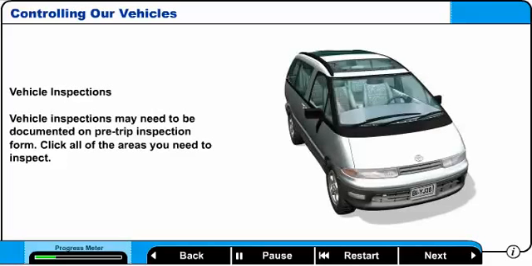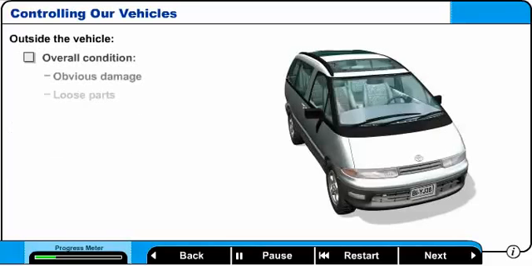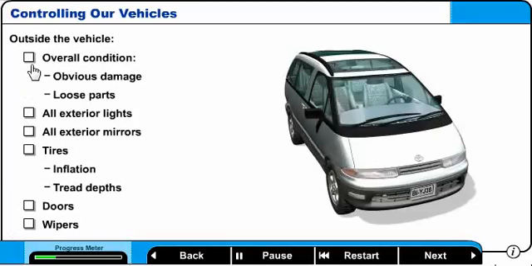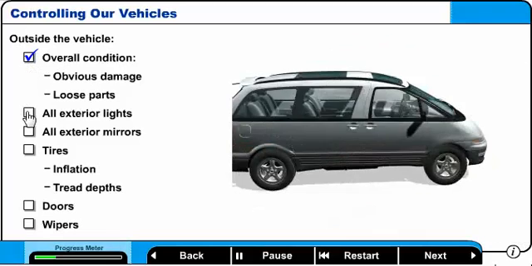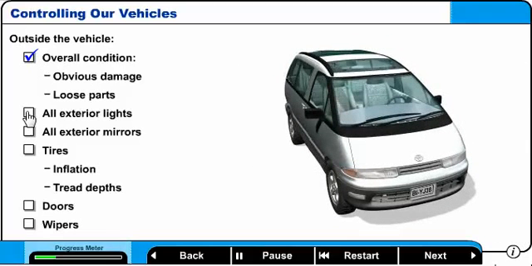Let's conduct a virtual inspection of a vehicle right now. We'll start with the outside. Click all of the areas you need to inspect. Look at the overall condition. Is there any obvious damage, or do you see any loose parts?